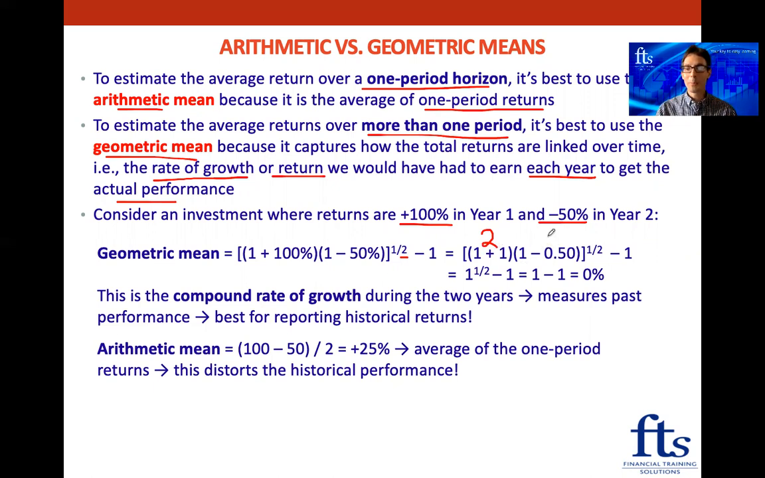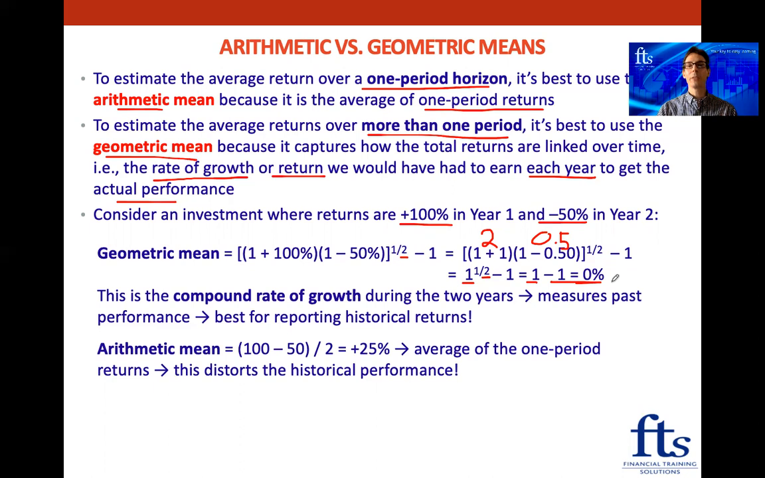So 1 minus 0.5 is going to be 0.5. Here we go. So we need to multiply those two together, put it to the power of half, and then subtract 1. So 2 multiplied by a half is going to be 1. And we're going to now put that to the power of 1 over 2. So 1 to the power of a half is the square root of 1. Or in your calculator, if you want to check, you can put 1 to the power of half, and you're going to get 1. Subtract 1 is nothing. So to cut a long story short, the geometric mean was 0%.